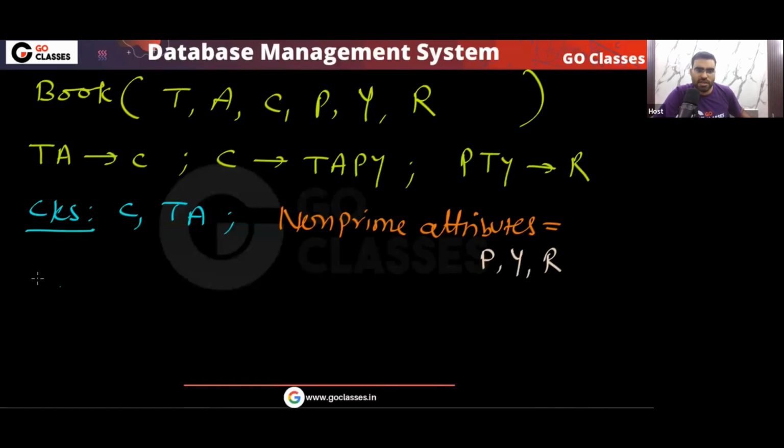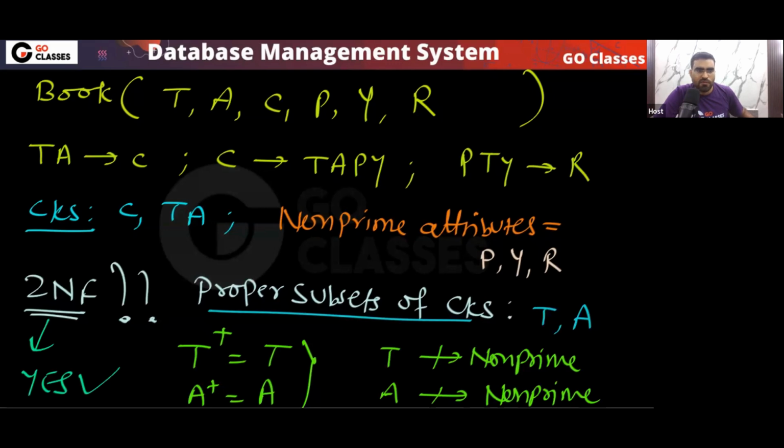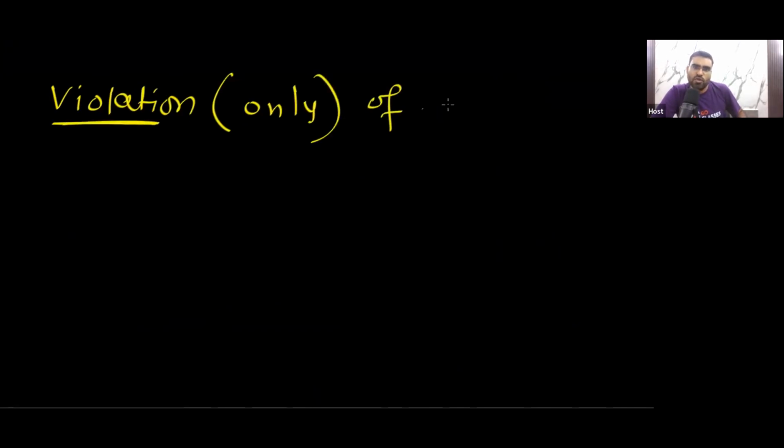Now let's check for 3NF. For 3NF, what is the condition? Please tell me. What is the violation of 3NF? There is only one violation of 3NF. What is that? Let me know.